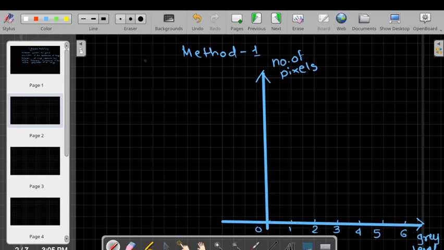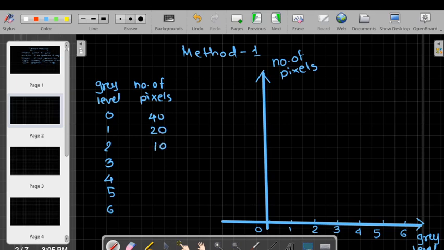Okay, and we have a table. That table gives us the information of gray level and number of pixels. Suppose we have gray levels 0, 1, 2, 3, 4, 5 and 6. For gray level 0 we have 40 pixels, for gray level 1 20 pixels, for gray level 2 10 pixels, for gray level 3 15 pixels, for gray level 4 10, for 5 3 and for 6 2.